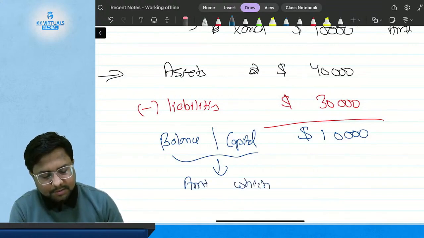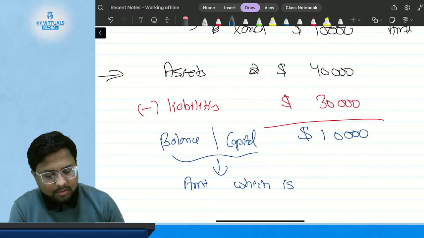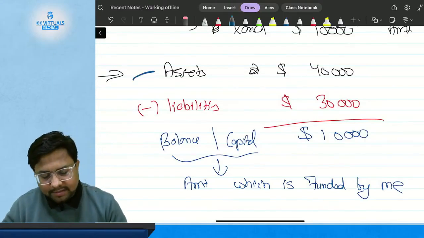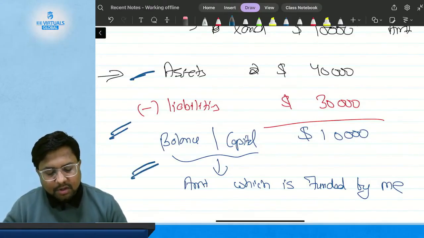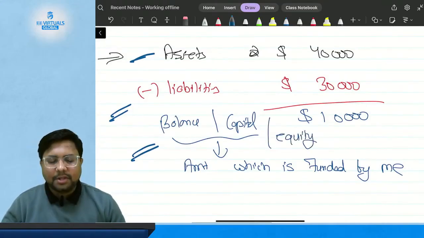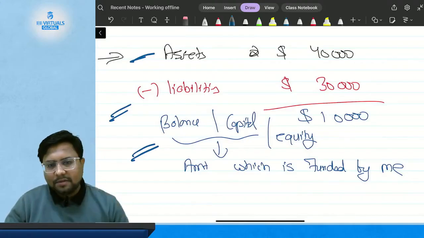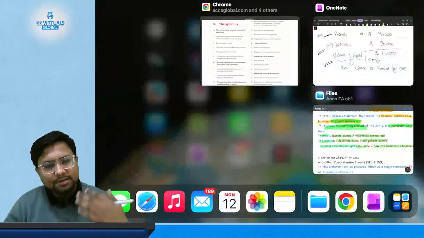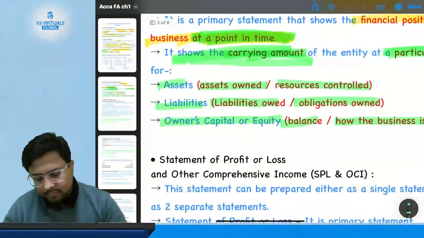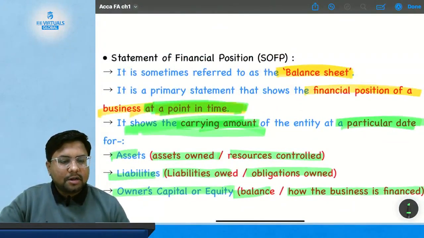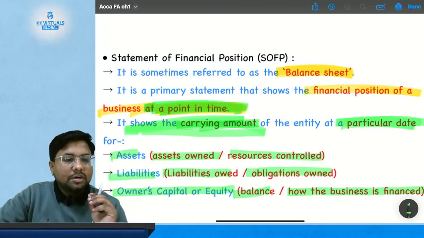The amount funded by me. So this is your asset, this is your liabilities, and this is your balance or capital, or you can also say equity. So this is very brief information about assets, liabilities, and equity. We are going to discuss this in detail later on. So what have we studied till now? We have studied what is the statement of financial position.